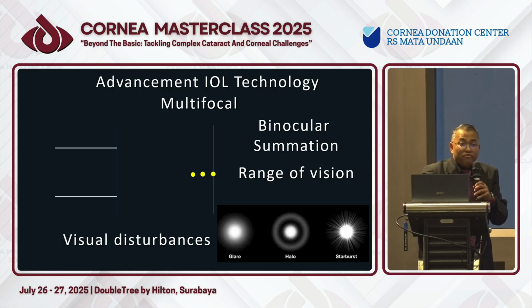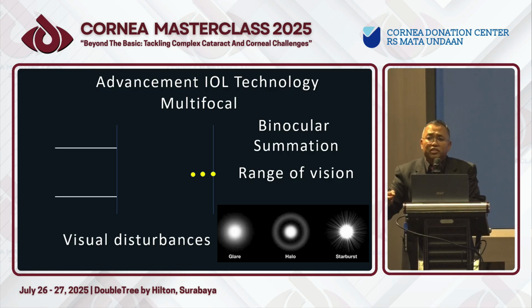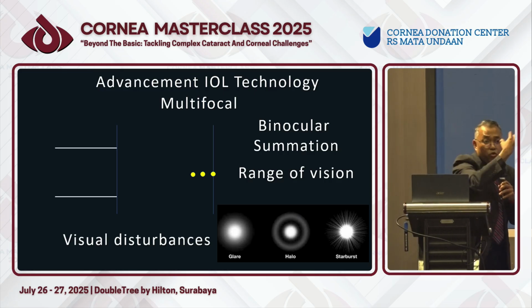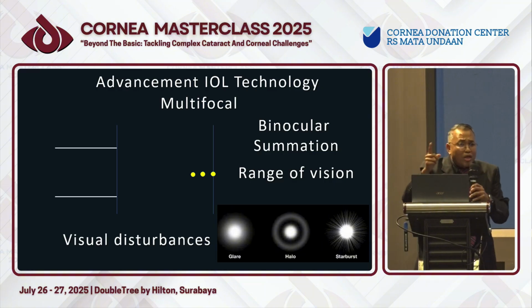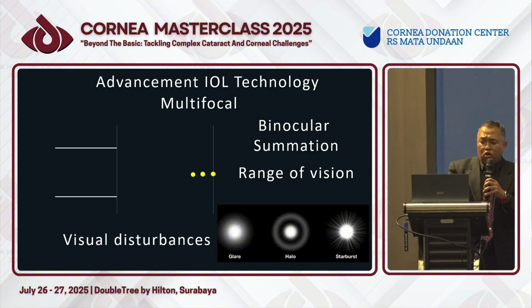Now, on top of that, for you to get very good vision with multifocality, you need binocular summation, meaning that the moment you put two eyes together, they become better. But if you do only one eye, the patient would have a problem with neuroadaptation. It will go to the occipital cortex.